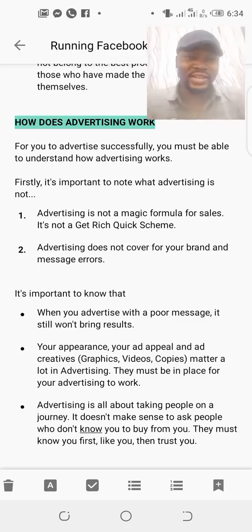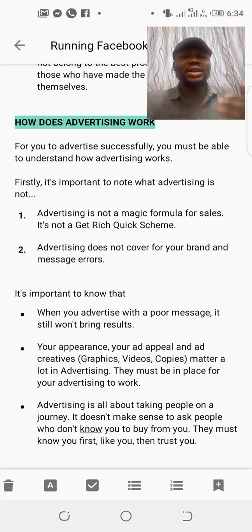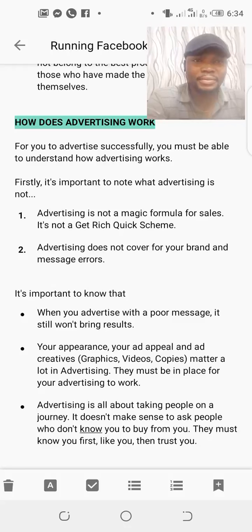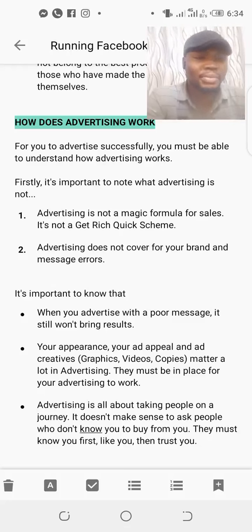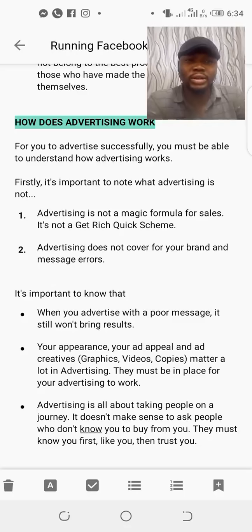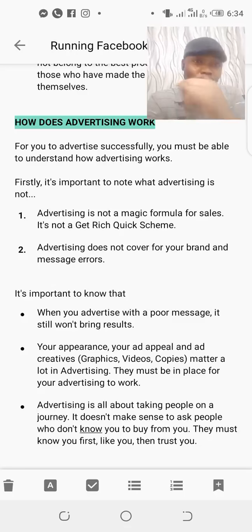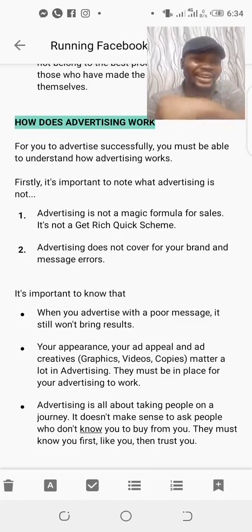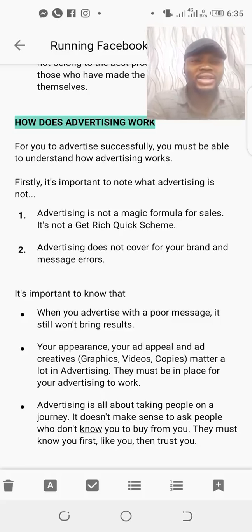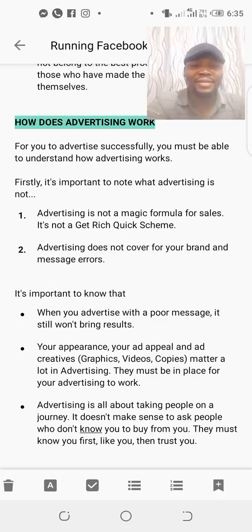That's what advertising is. So if you don't have a system that already works, don't hope that some magic would happen when you advertise. The whole idea of advertising is to be able to make more money, not to be able to make money. So until you're making money, you cannot advertise to make more money. Are you getting that? So advertising is not a get rich quick scheme. It's not a magic formula for sales, and advertisers need to know that.